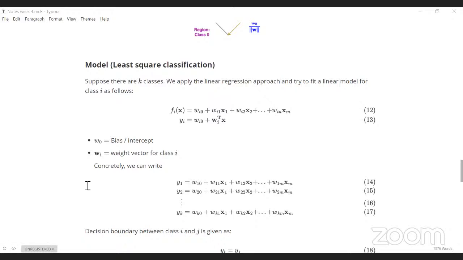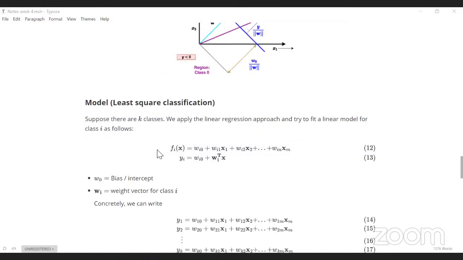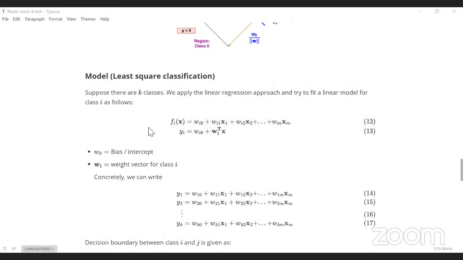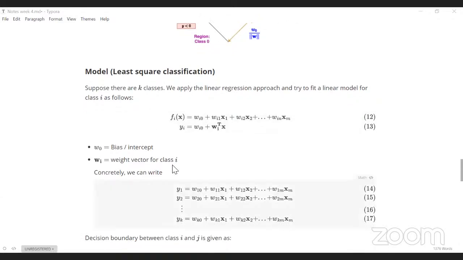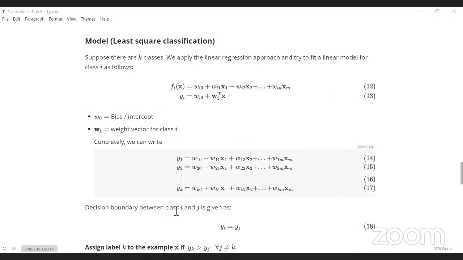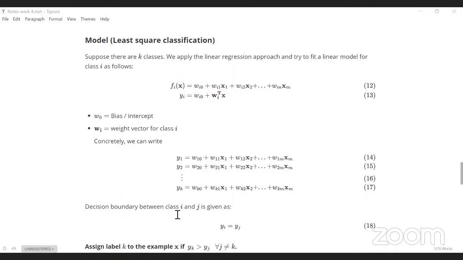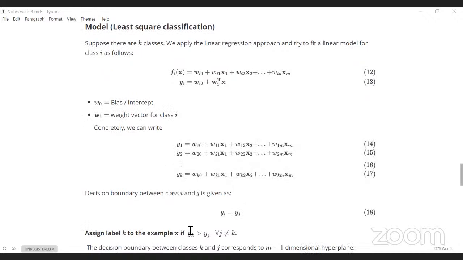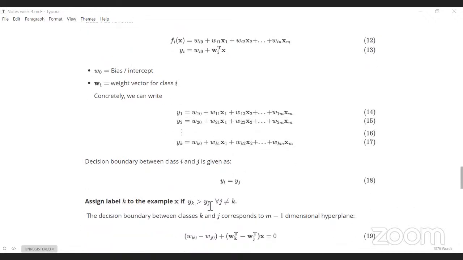So, yes, we were talking about the model for the least square classification problem. Here our simplest model is just a linear combination of the features. For a K-classes classification problem, we are going to form K discriminant functions and check for which discriminant function the value is greater. If yk is greater than all the others, then we will classify that example into class K.